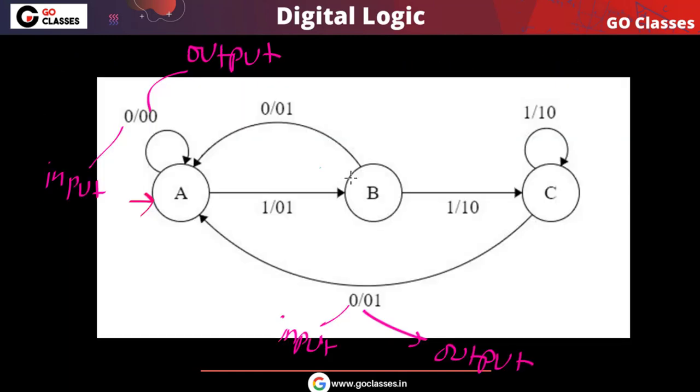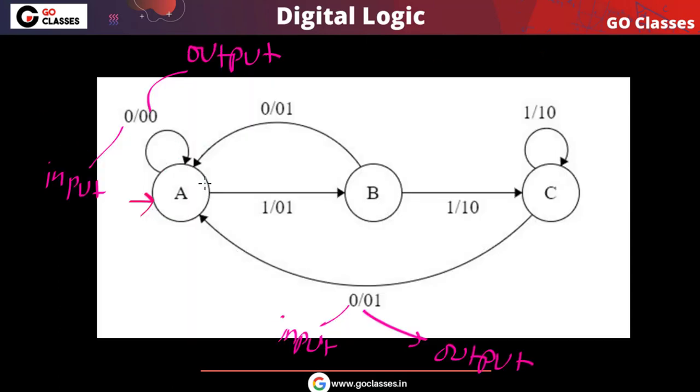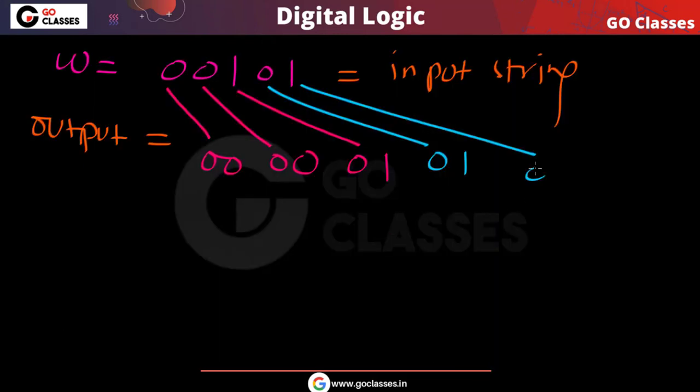In state B, if input 0 comes, then you will print 01 and you will go to state A. In state A, if 1 comes, then you will print 01 and you will go to state B. Okay, so that's it. So this is your output, you can notice.